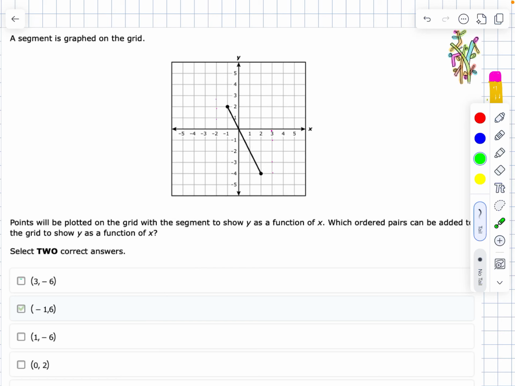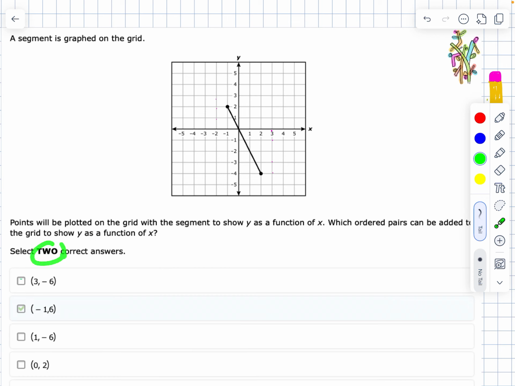All right, let's look at this one. It's telling us a segment is graphed on the grid. There it is, there's our line segment. Points will be plotted on the grid with the segment to show y as a function of x. And it's asking which ordered pair can be added to the grid to show y as a function of x.